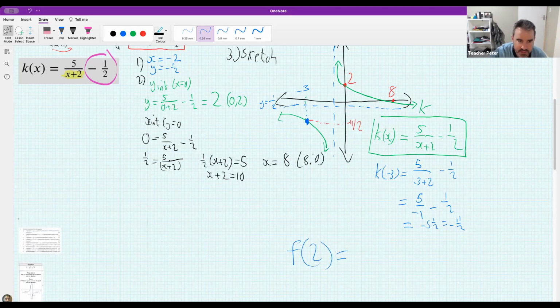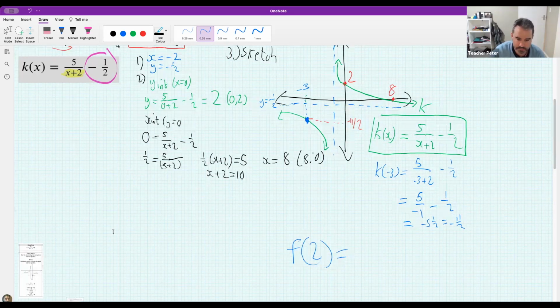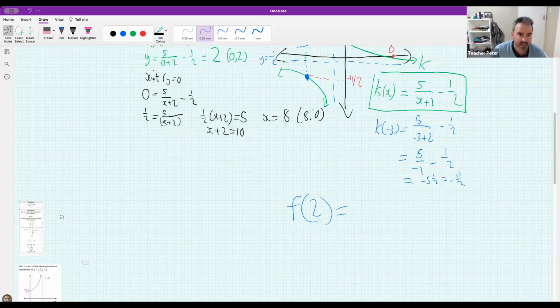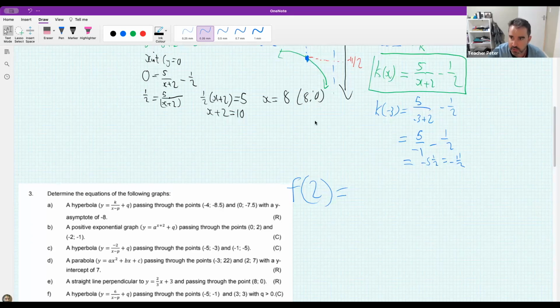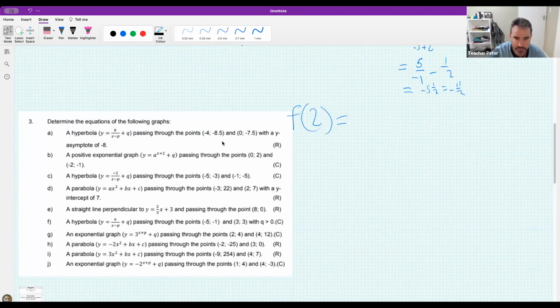Okay, let us go to the second part of today, which is finding the equation of a hyperbola. So I'm going to do a little example of this before we go to our break, and then after the break, that's what we're going to do here.